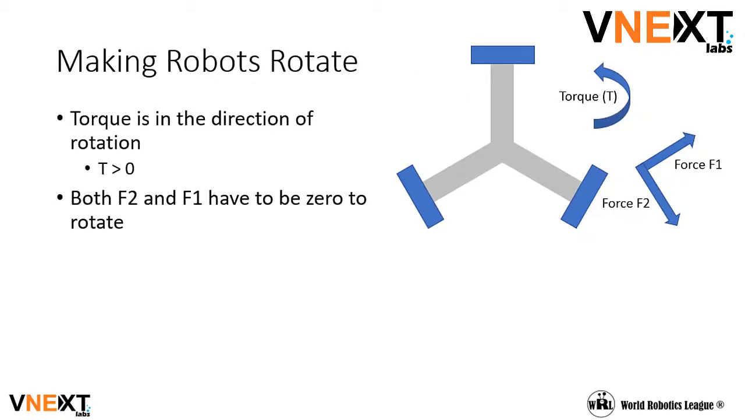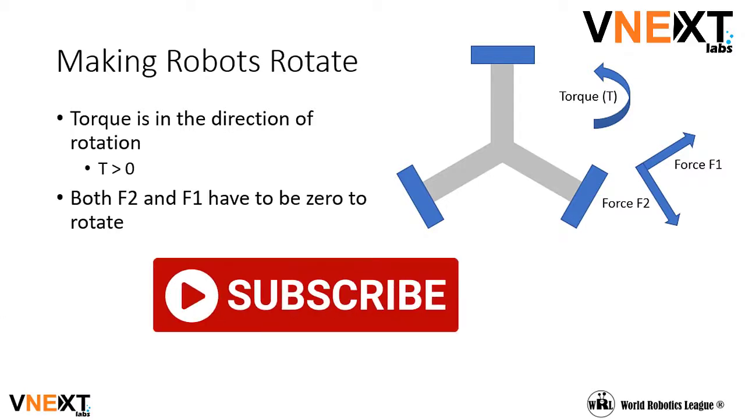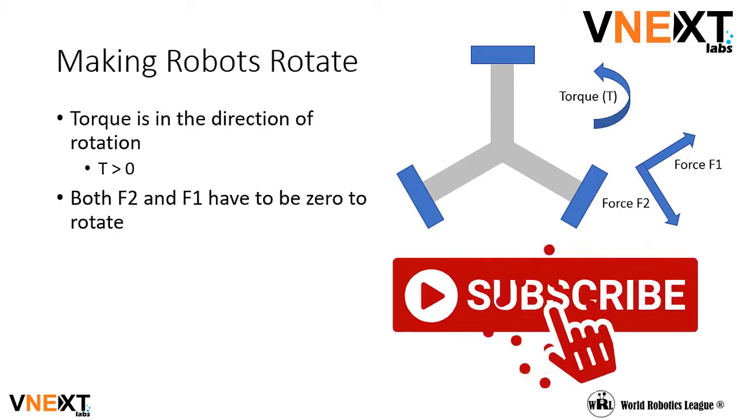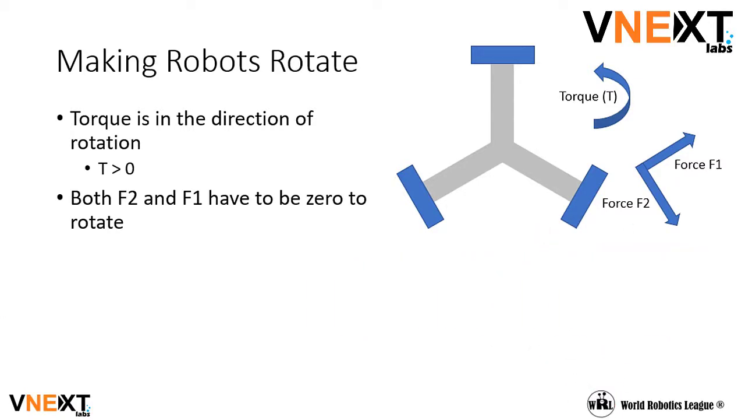So how do we make our robot rotate? To do this, our torque has to be greater than 0, and both F1 and F2 have to be 0. Torque will be applied in the direction that the robot rotates.